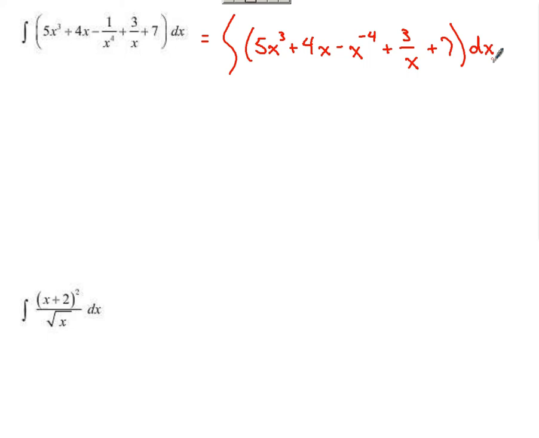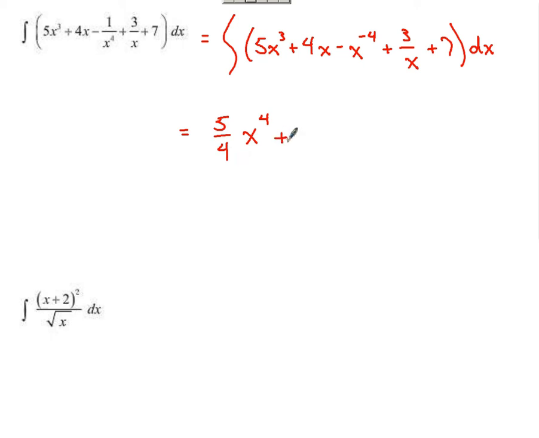Now go through term by term, apply our little power rule for taking antiderivatives. On the first term, we're going to add 1 to that power. Power was 3, power is now 4. So we got x to the fourth. Take the reciprocal of 4, which is 1/4. 1/4 gets multiplied to 5 in front. 5/4 x to the fourth is the antiderivative of 5x cubed.